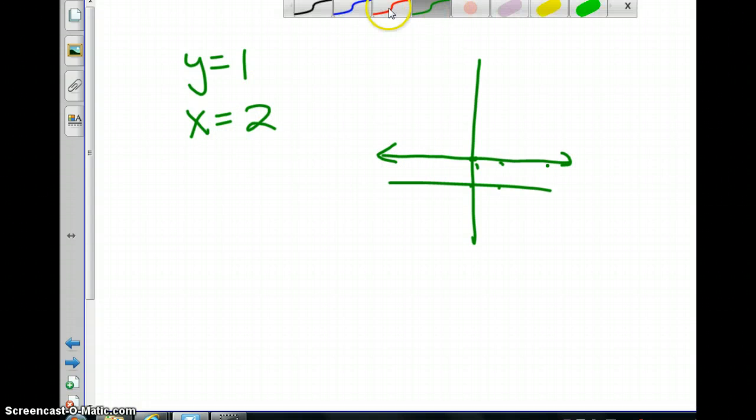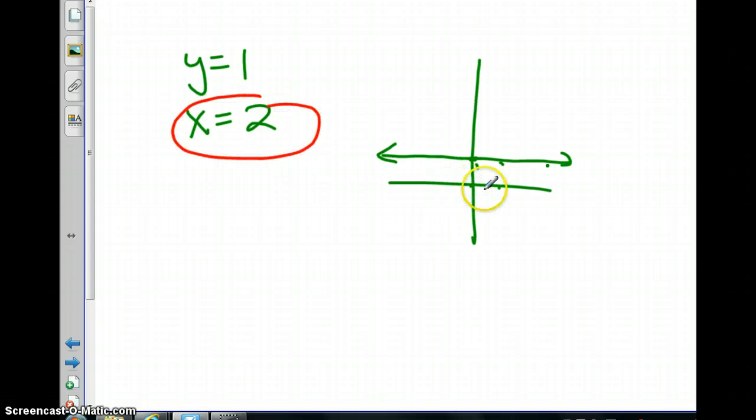If I want to switch this up, just change the color real quick. x is equal to 2. Well, x is equal to 2 always. It's equal to 2 when y is 0. It's equal to 2 when y is anything else. And that'll be a vertical line, something like that.